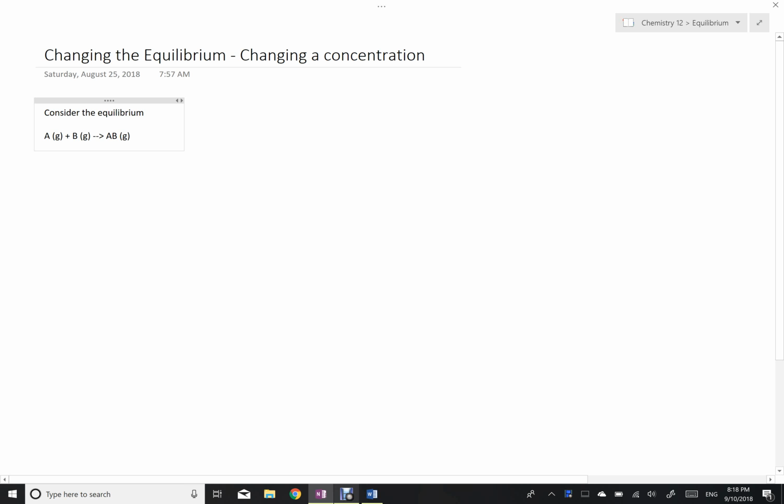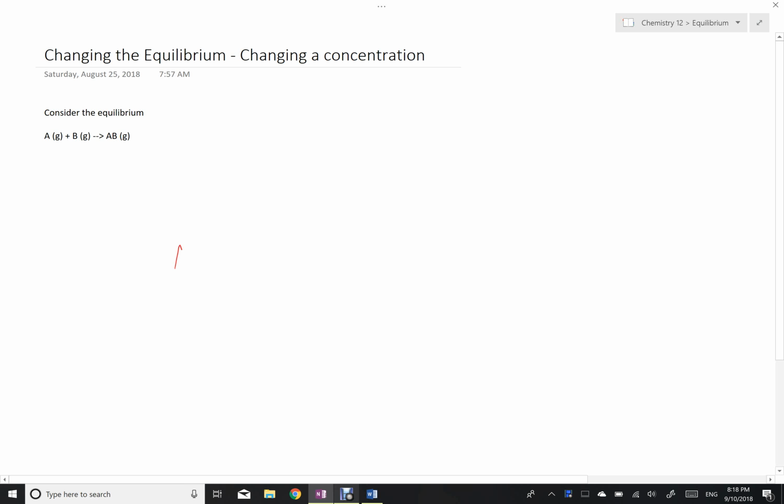Okay, in this video I'm going to be talking about how changing the concentration for a system that's already at equilibrium will change where the equilibrium for that system exists. So here's our system: some gas A plus some gas B is forming the new compound gas AB.